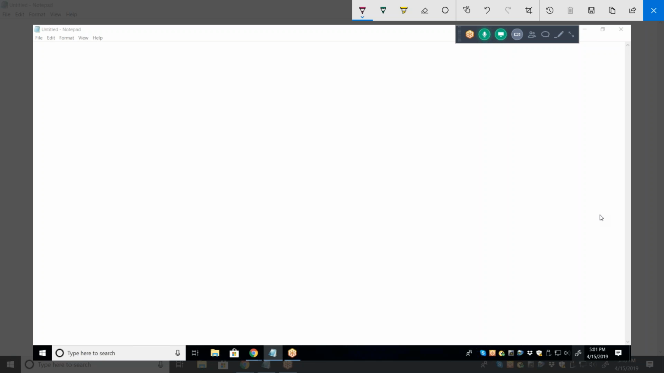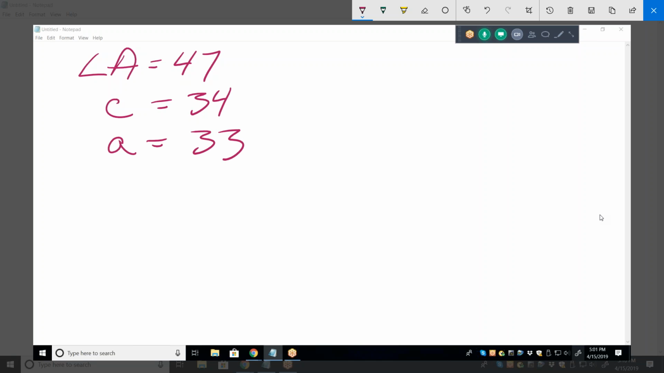So this one is angle A equals 47 degrees, c equals 34 miles, and a equals 33 miles. Okay, little c equals 34, little a equals 33. It is important to distinguish between little and big. You can't just say A, but since they are giving us a triangle that has a big A and a little a, we need to distinguish between the two.